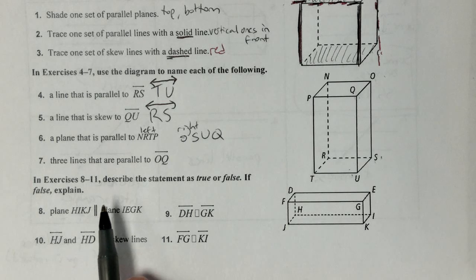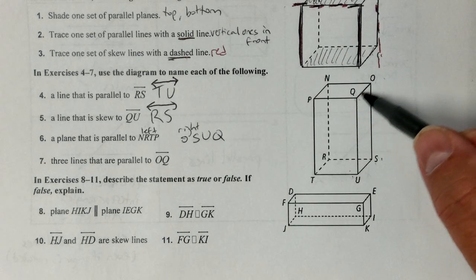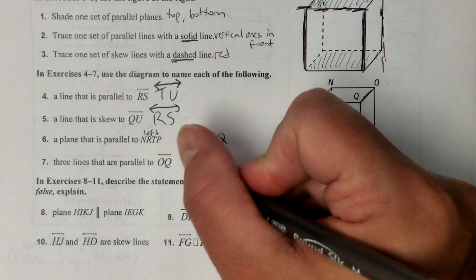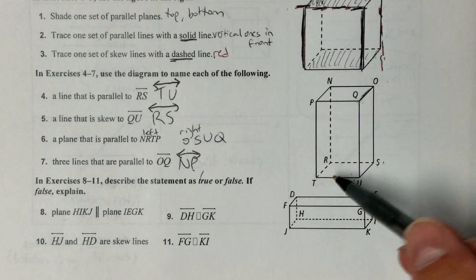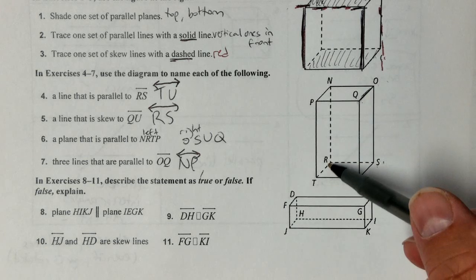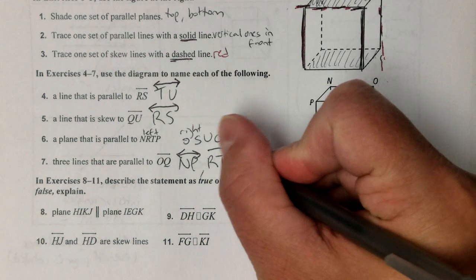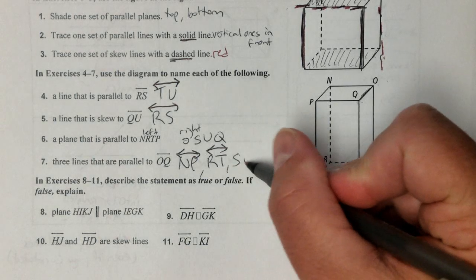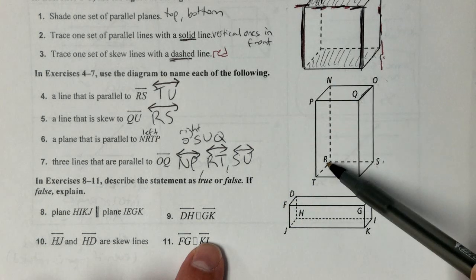Then for number 7, it says 3 lines that are parallel to OQ. Okay, so OQ is this one, and so one of them could be NP. And another could be, let's see if we got this one. RT is parallel also. And SU is also parallel. So any of these that are tilted in that direction.